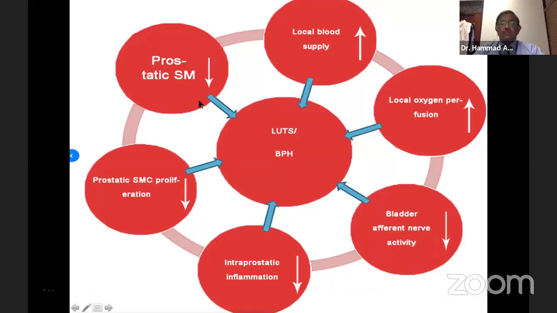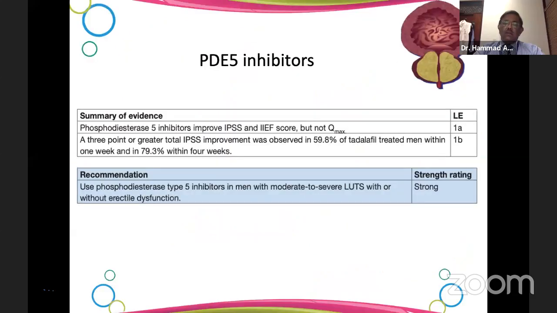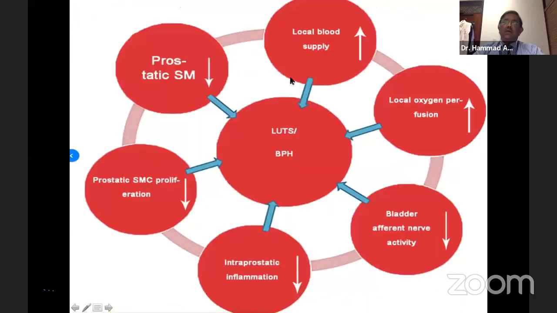So what about surgery? When do men need surgery? Sorry, before surgery, this is one more thing we need to talk about, and this is the PDE5 inhibitors. They are not available officially in Pakistan. Maybe the companies can fight a case that they are used for lower urinary tract symptoms and BPH, and not just for erectile dysfunction, and our drug authority may allow that.